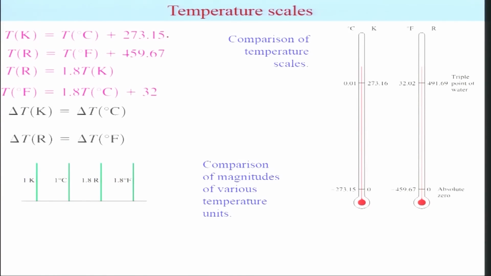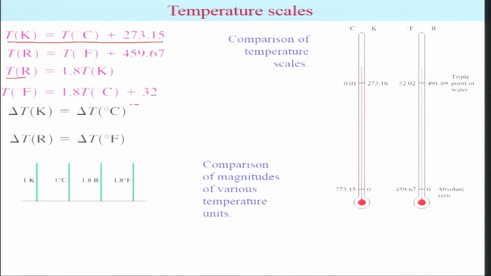You know very well that the temperature scale in Kelvin is related to Celsius by this relation: temperature in Kelvin is Celsius plus 273.15. And then you have Rankine. Between Rankine and Kelvin there is a ratio of 1.8, so the temperature in the Rankine scale is just 1.8 times the temperature in the Kelvin scale. The difference is the same for Kelvin and Celsius, and that is true for Rankine and Fahrenheit. So the English and SI units are more or less made along similar lines.